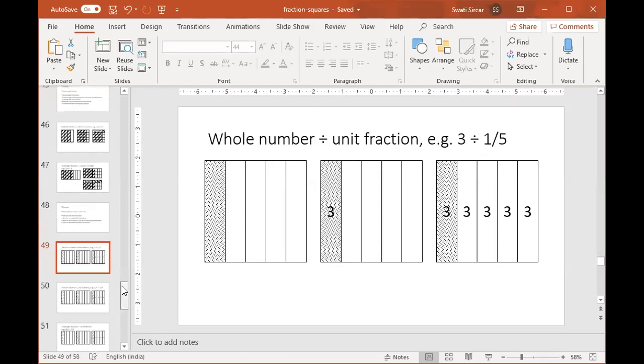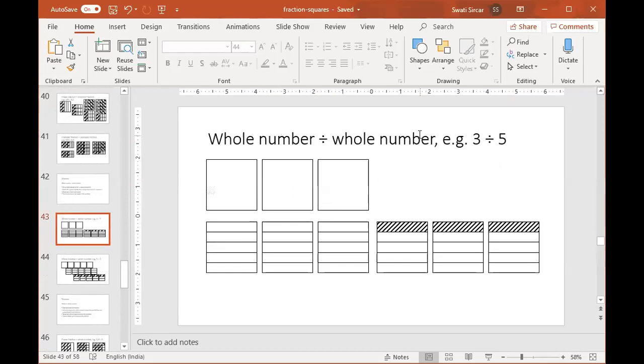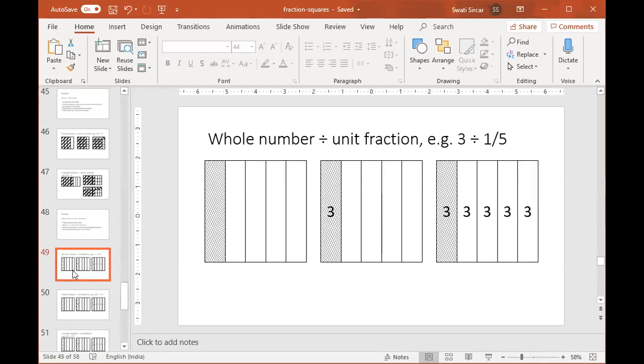Now compare this with what happens, for example, when you're dividing a whole number by a whole number. You're dividing 3 by 5. You start with 3, you divide each into 5 parts, and you take 1/5 from each, right? So you know that this becomes 3 by 5, which is nothing but 3 times 1/5. So here also you saw that multiplying by the reciprocal happened. Here also the same thing happened.